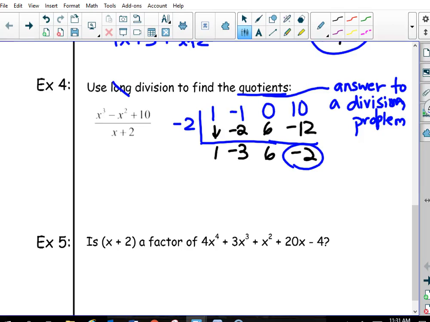All right, so we start out with a third degree in our divisor. Our answer is going to go down by 1 degree. So x squared, 1x squared minus 3x plus 6 minus 2 over x plus 2.